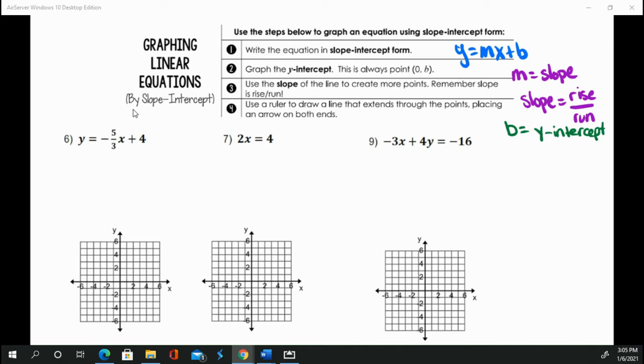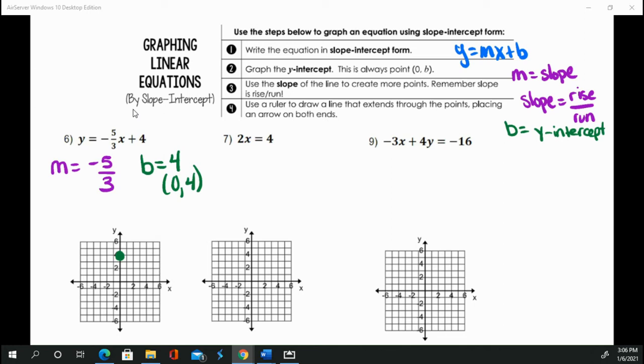So for instance, for number 6, the slope of the linear equation is -5 over 3. The y-intercept is the point 0, 4. So because the b value is 4, that means it's at the point 0, 4. Step 2, we want to graph the y-intercept, which is that point 0, 4. So let's go ahead and do that now. 0, 4. That's the point where it intersects the y-axis.